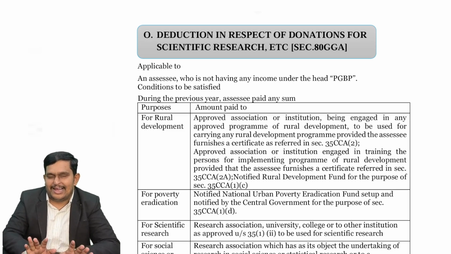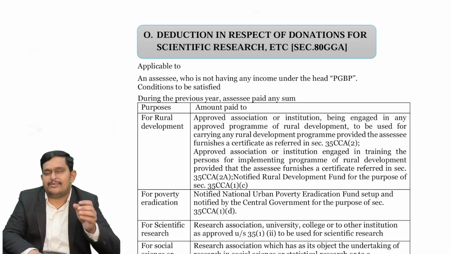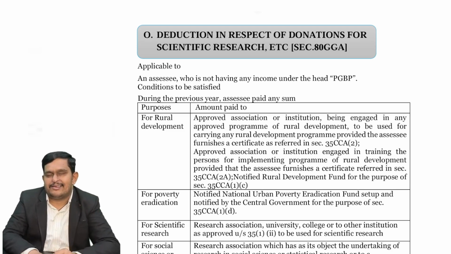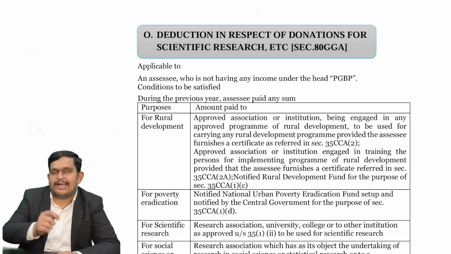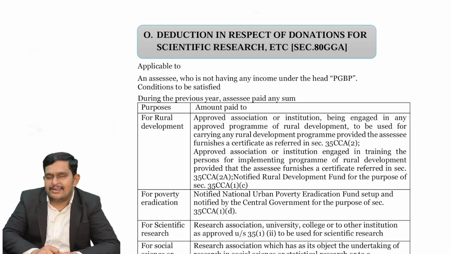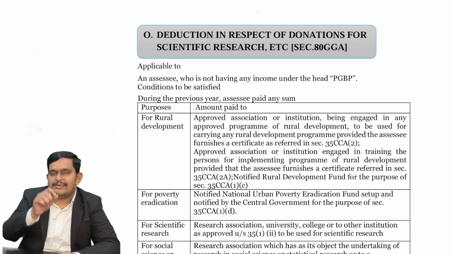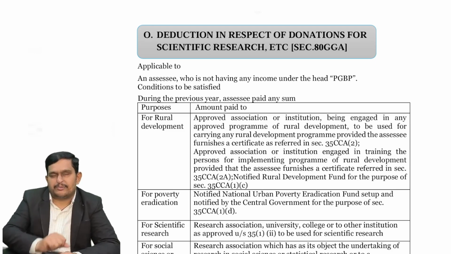I'll tell you, don't worry, relax. What happens is, if you are a business assessee, then you will claim deduction for donations to scientific research under section 35. But if you are not a business assessee, you are a salaried person and you are giving donations to scientific research, then for that purpose, this 80GGA section is brought.